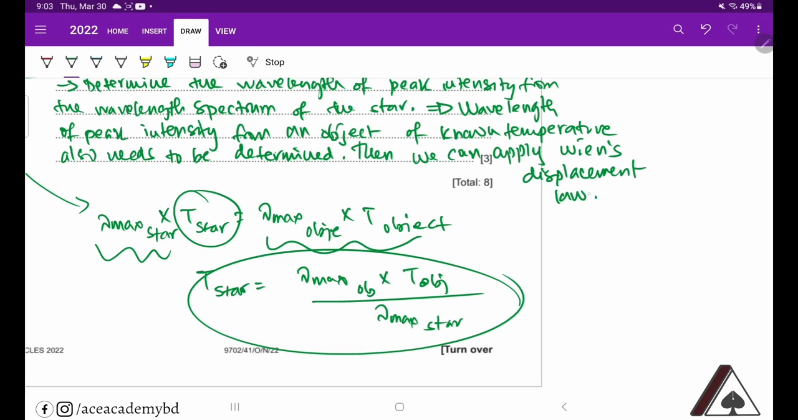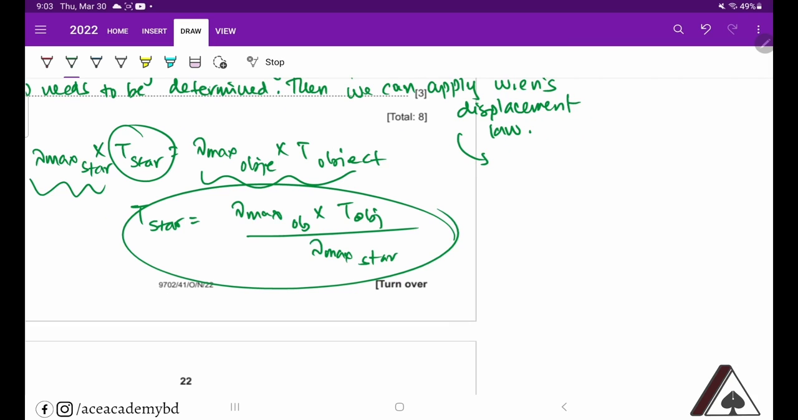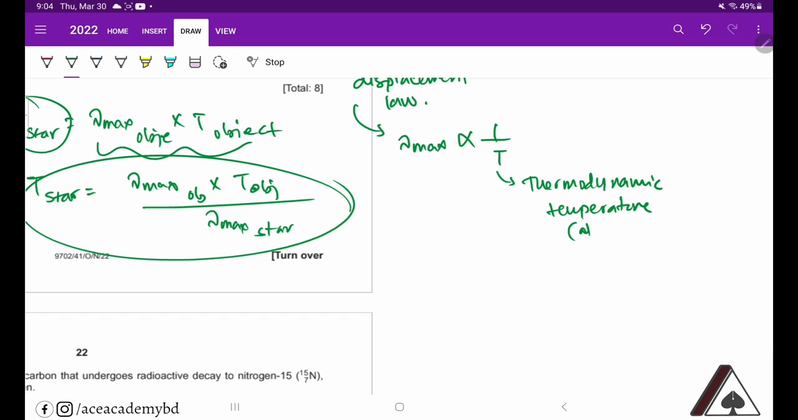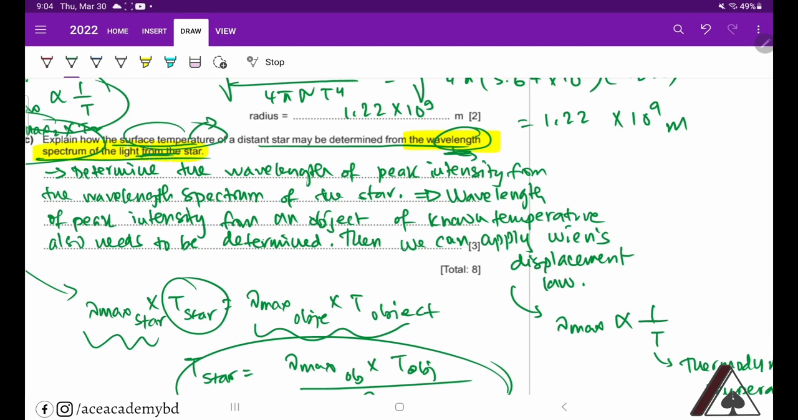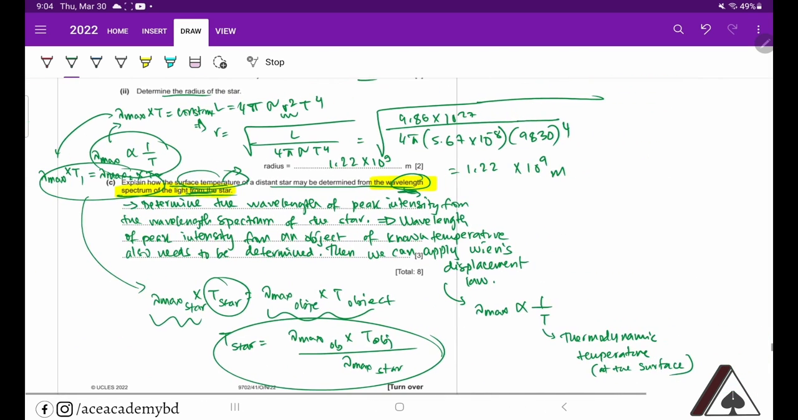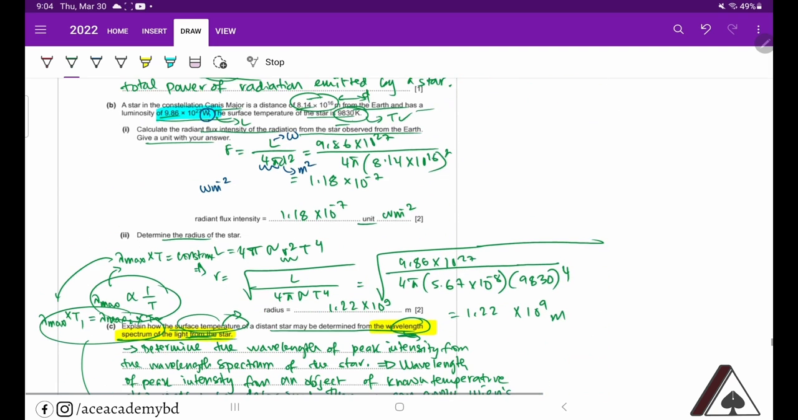Or you can just write the details of this law, which basically states that the wavelength of peak intensity is inversely proportional to the thermodynamic temperature, which is basically at the surface. You do not have to go into these details, but you can just apply Wien's displacement law. And that's basically it for question number 9.